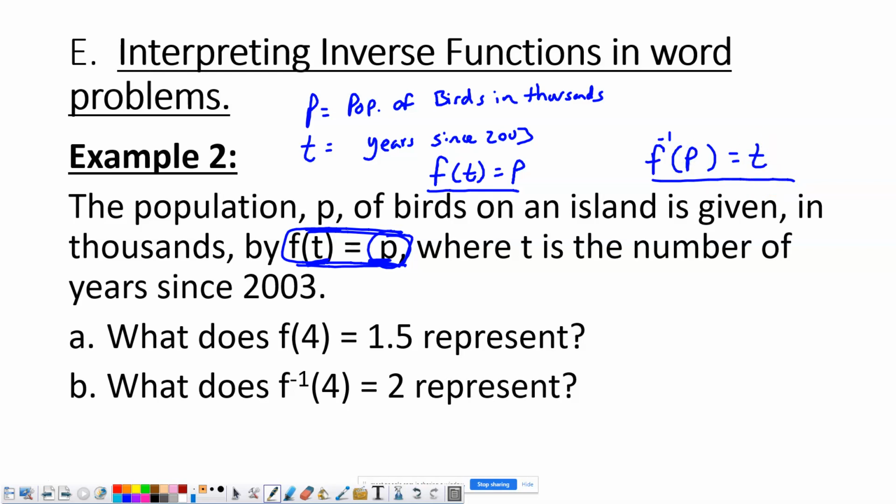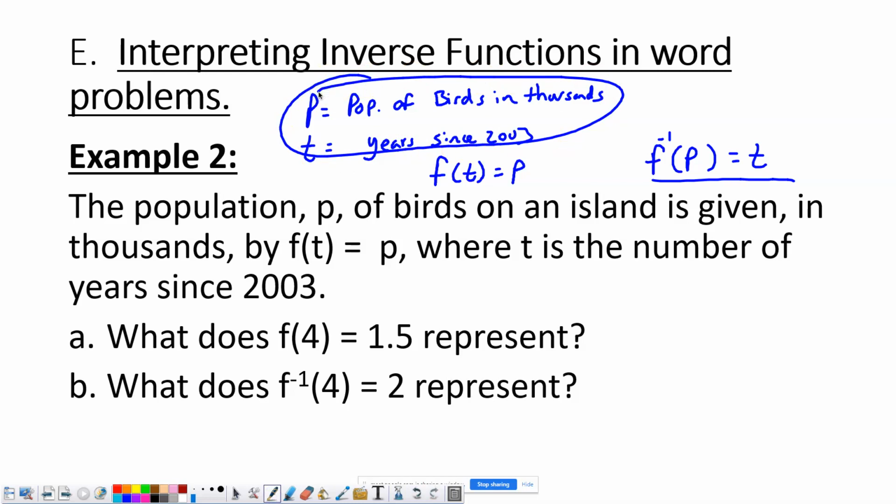So just some advice as you start to do these word problems where you're interpreting stuff. I haven't even started the problem yet, but here's what I'm suggesting you do. I'm suggesting you do two things. Make sure you know what p and t represent. And then I would write both of those out. f of t equals p, and then I would take the time to write f inverse of p equals t, because they're inverses of each other. And that will help you interpret things a little bit better. Okay, so there we have it.